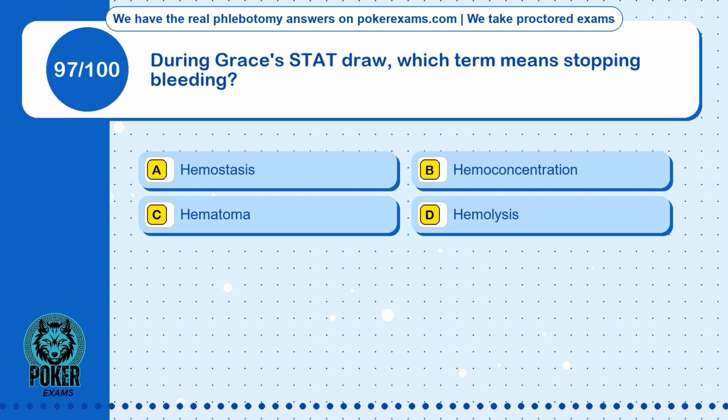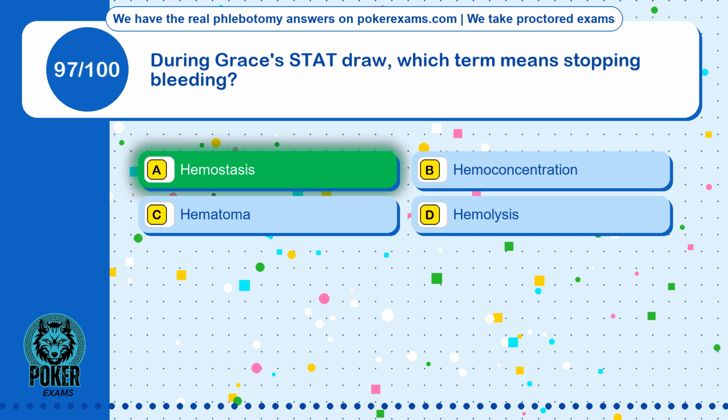Question 97. During Grace's stat draw, which term means stopping bleeding? Option A. Hemostasis. Option B. Hemoconcentration. Option C. Hematoma. Option D. Hemolysis. The correct answer is option A. Hemostasis.